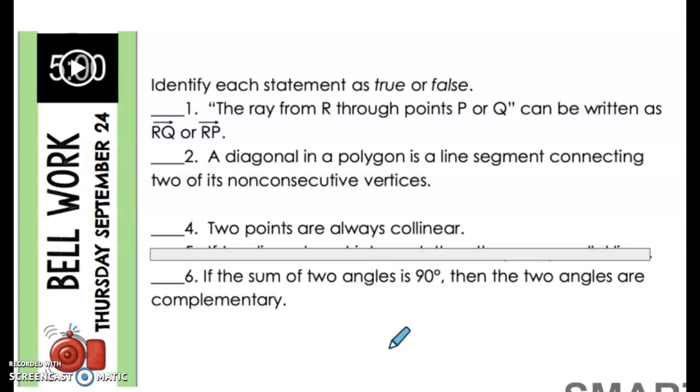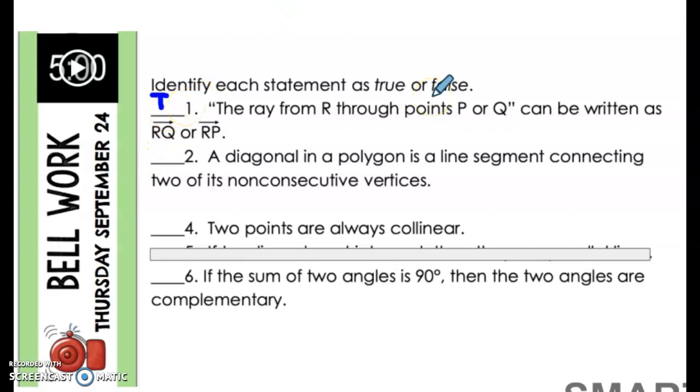So number one, the ray from R through points P or Q can be written as ray RQ or ray RP. That is true. If the ray goes from R through P, it would be ray RP, and from R through Q would be ray RQ. So this is a true statement.